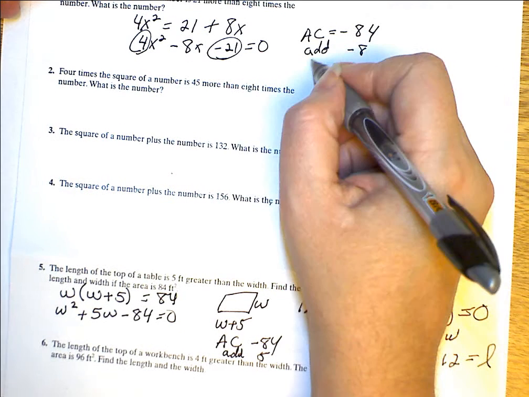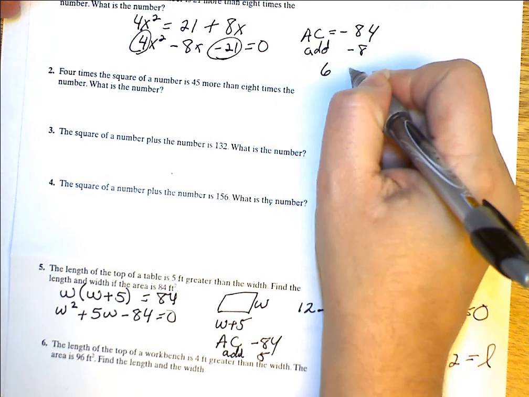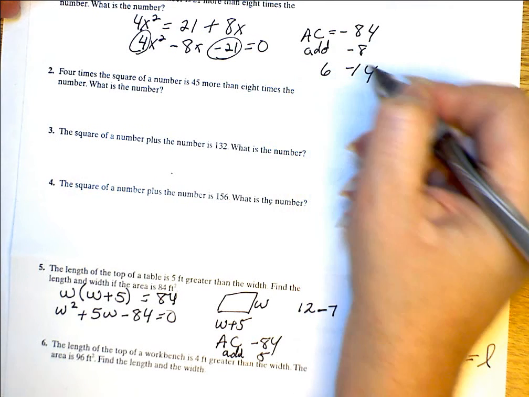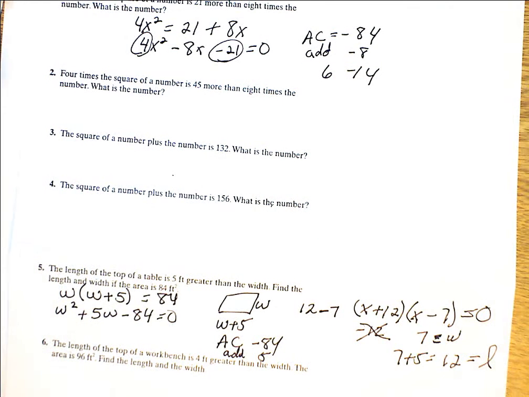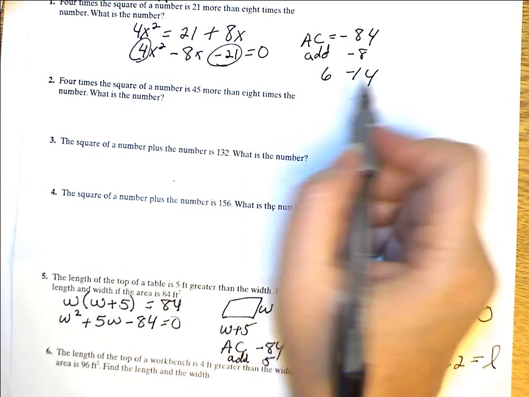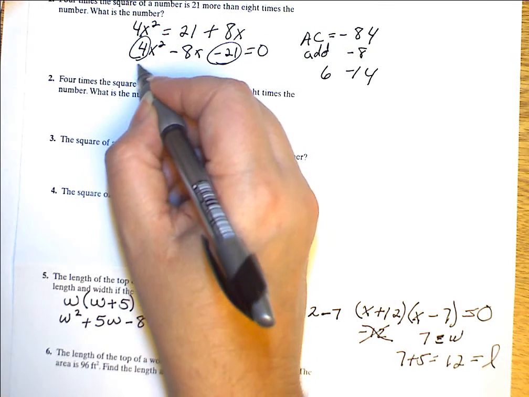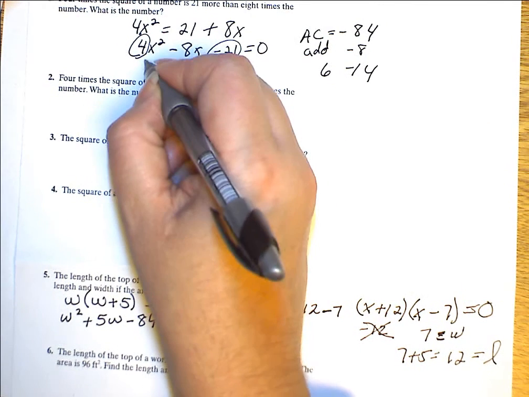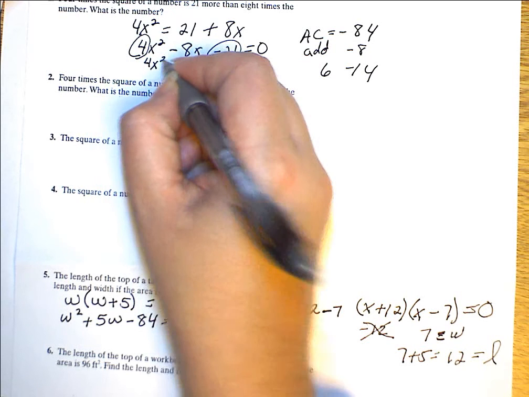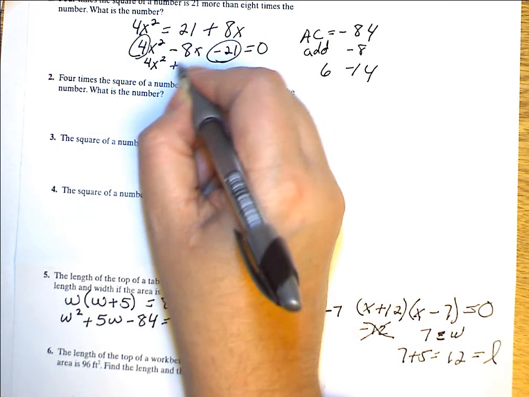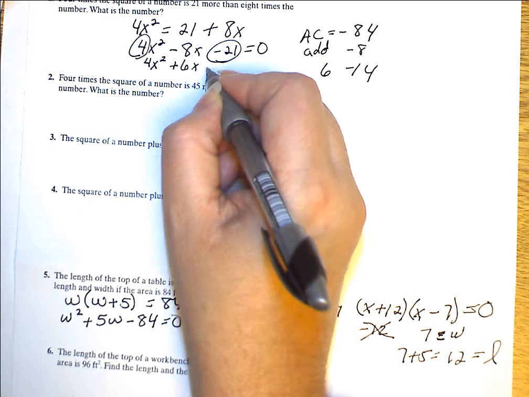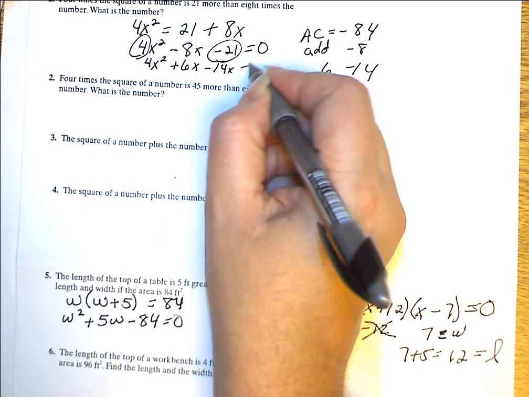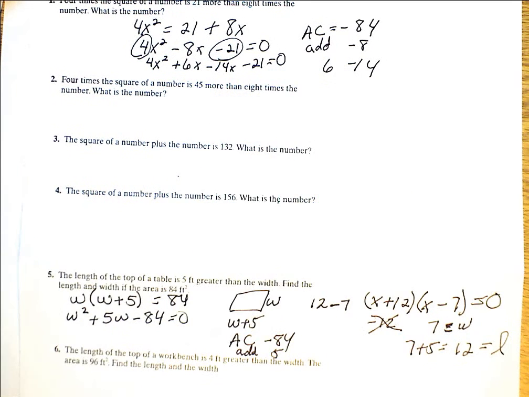All right. So, did you guys find it? 6 and 14. All right. So we rewrite this. So you have 4x squared plus 6x minus 14x minus 21 equals 0.